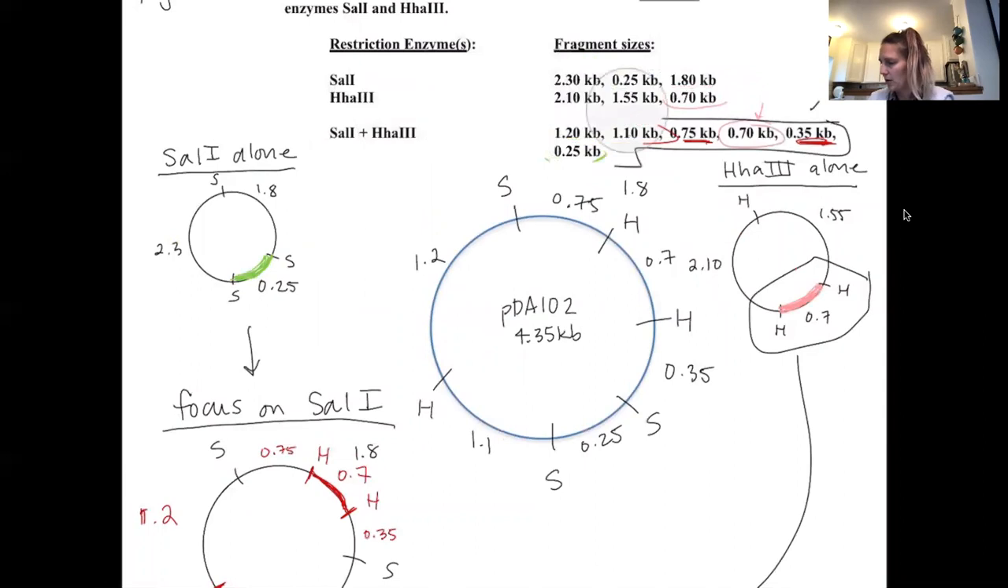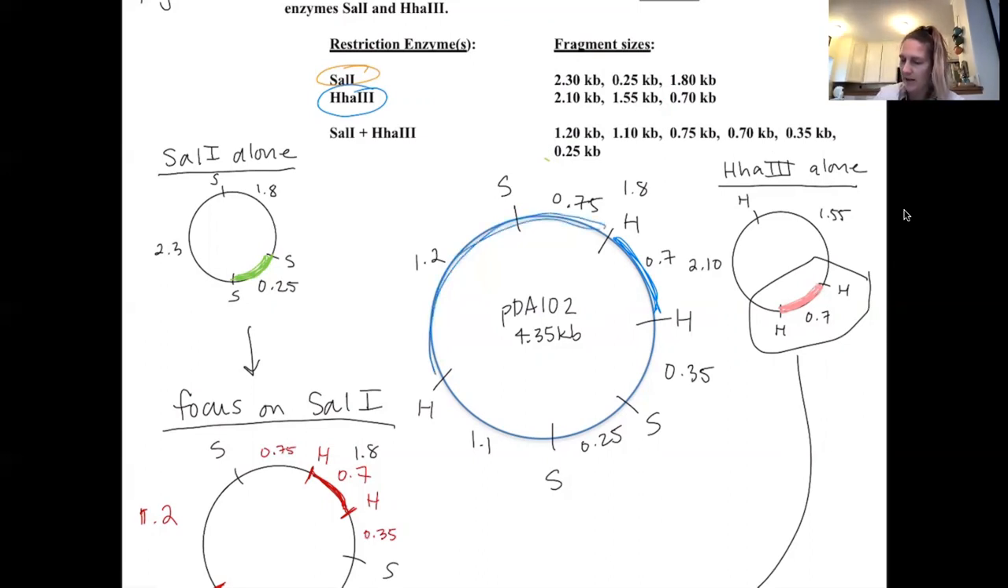So let's go back and double check. If we look at our original situation up here, if we cut with SAL one alone, we should get 2.3, check. We should get a 0.25, check. And we should get a 1.8, check. So that works out. Now, let's try that with HHA. We should get our 0.7, which is good. Let's see what this adds up to. 1.2 plus 0.75, that doesn't work. We should get 1.95. So what if we do 1.5 plus 0.35? There we go. So these two actually have to be reversed.